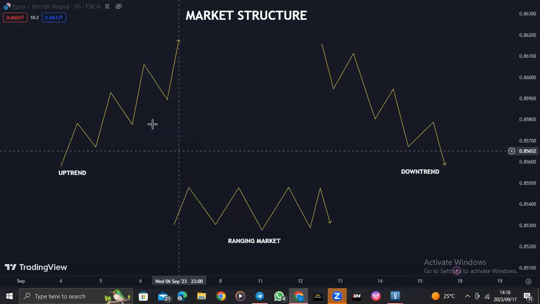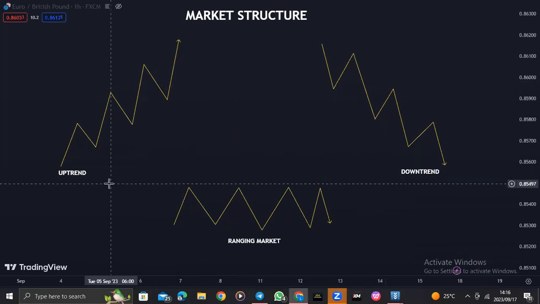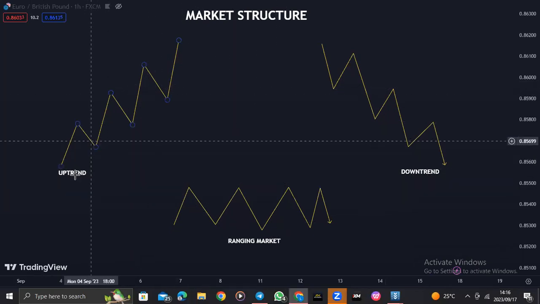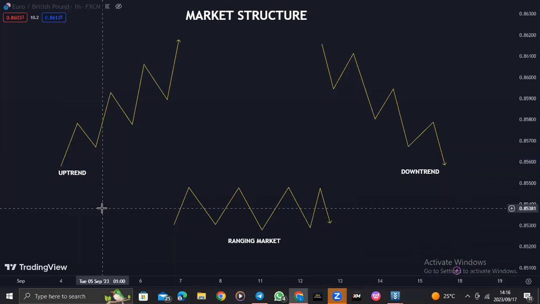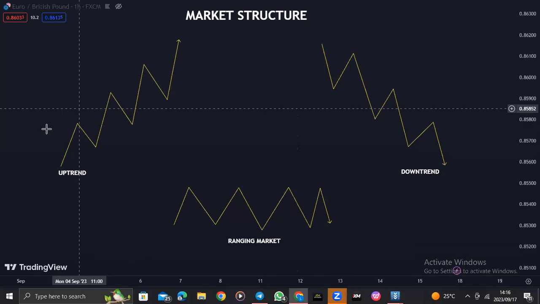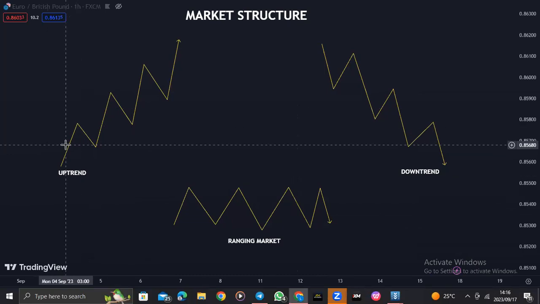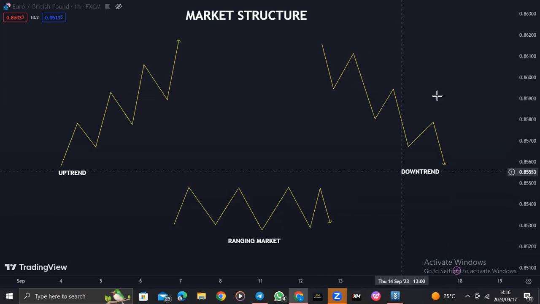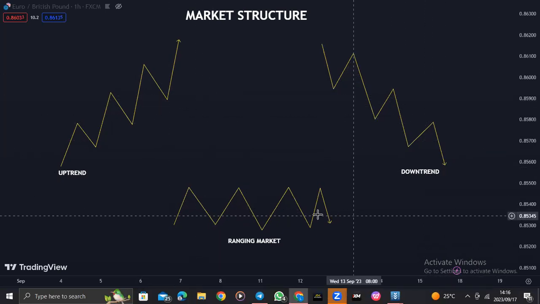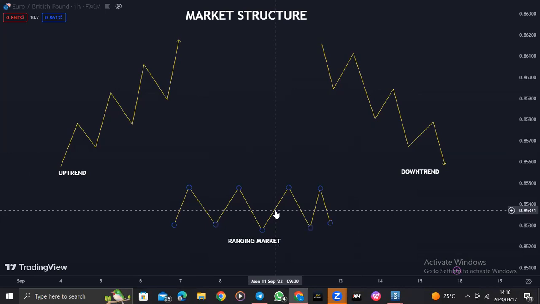So on the last session, I said market structure is when you look at your trends, right? We have three types of market structure: the uptrend, the downtrend, and the ranging market. In an uptrend, you're looking for buying opportunities and only buying opportunities. In a downtrend, you're looking for selling opportunities, of course.